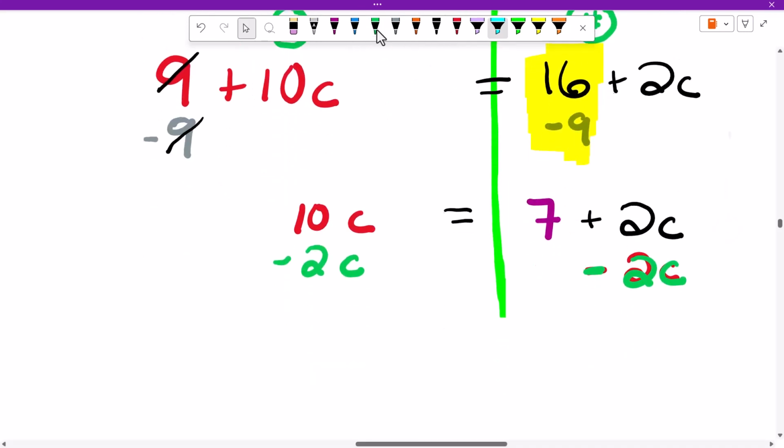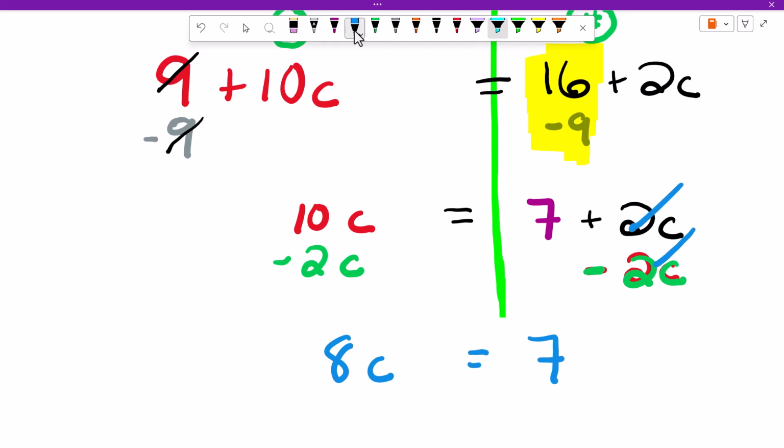Right? I'll scroll this up here. Right? So you do our cleaning up. Right? See how it's getting more complicated? You got to keep the left side on the left, the right on the right, so things don't get too messy. So we cleaned it up. 10 minus 2, 8. So we're left with our 8C here. Those canceled out. We're left with a 7.